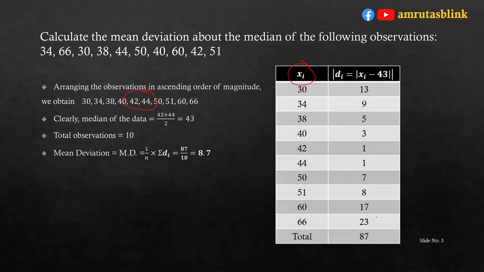So, if we get the total of these deviations, we should get the sum as 87. Now, mean deviation is equal to 1 by n into summation di, that is 87 divided by 10, and hence the mean deviation is 8.7.